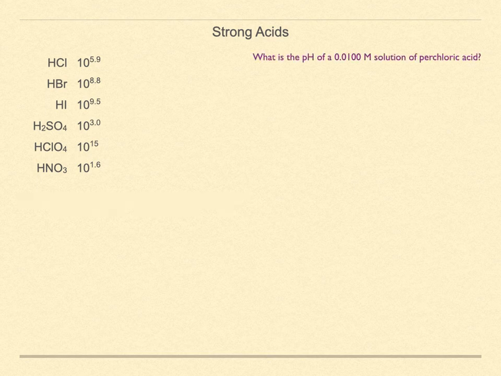What is the pH of a 10 millimolar solution of perchloric acid? There are 2 equilibria: the dissociation of the acid itself and the autoionization of water. The formal acid concentration is, of course, 0.0100 molar. But there's not any perchloric acid in the solution to speak of, just the perchlorate ion, its conjugate base.